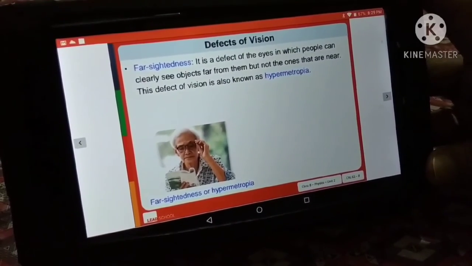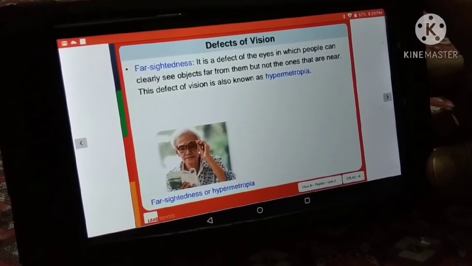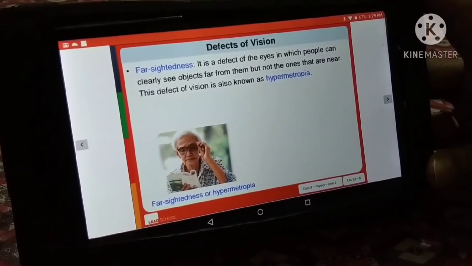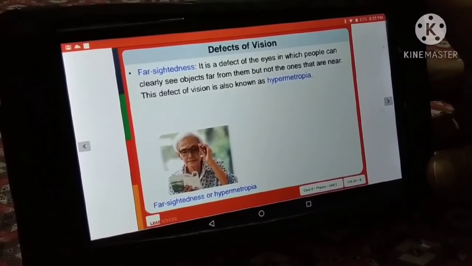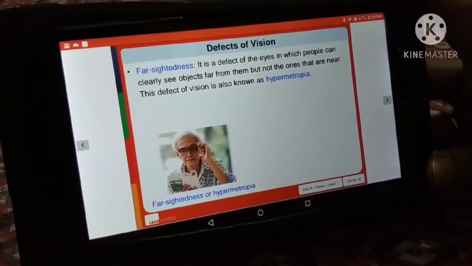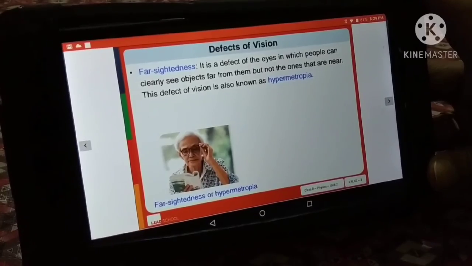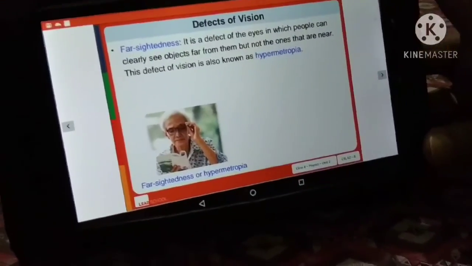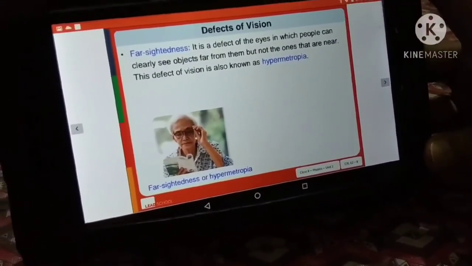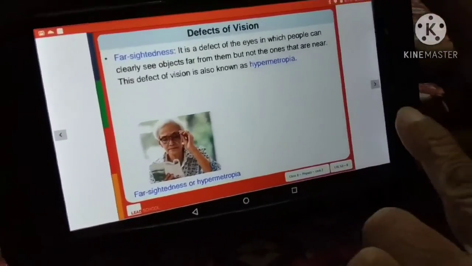So, the first defect of vision is far-sightedness. It is the defect of the eye in which people can clearly see objects far from them but not the ones that are near. This defect of vision is also known as hypermetropia.